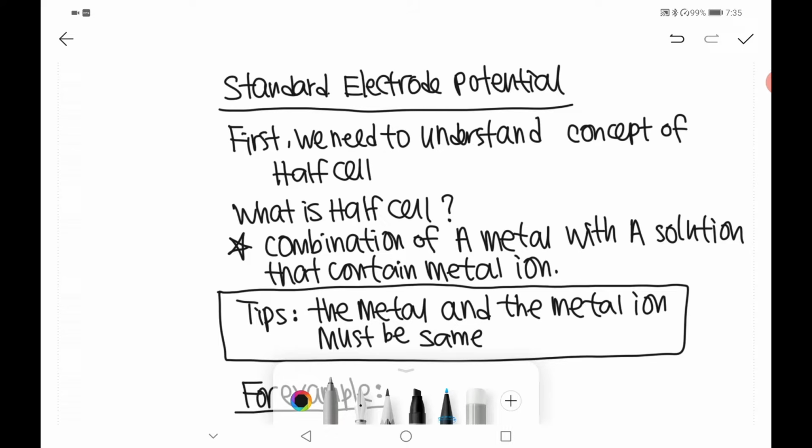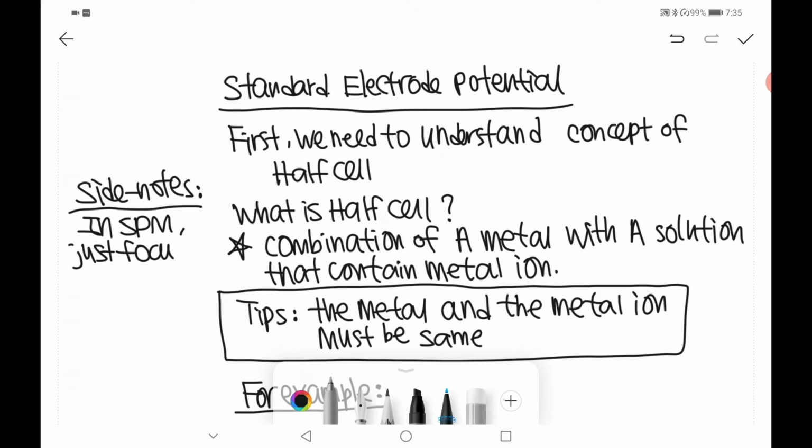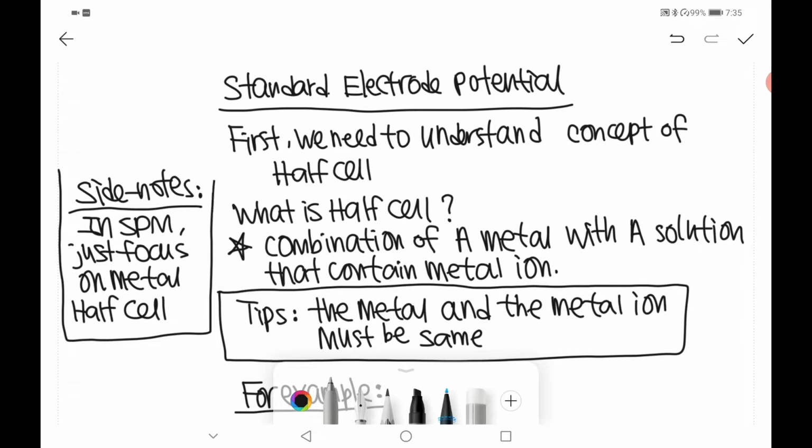Okay, so let me write a side note here. In SPM, you just need to focus on a metal half cell. That is good enough. But don't be shocked when you see some non-metal half cell. Non-metal half cells exist in the world, but it is very unlikely they will ask us in SPM. For SPM, if you know about metal half cells, that is more than enough.